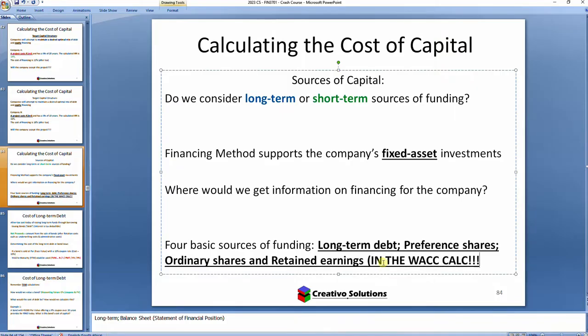Okay, it's part of the WACC calculation. Just a note, every time you see a different form of financing, you have to do a separate calculation. I've shown all of these in separate slides just after this. We're going to be looking at each and every one of these: long-term debts, preference shares, ordinary shares, retained earnings. With retained earnings, this is a special one.